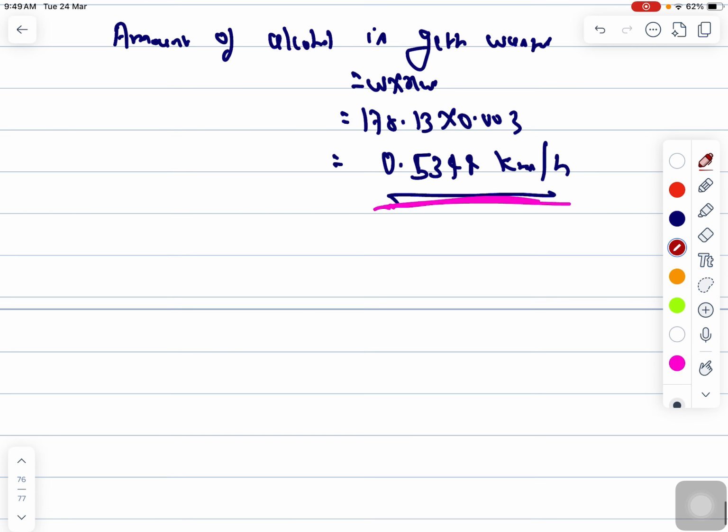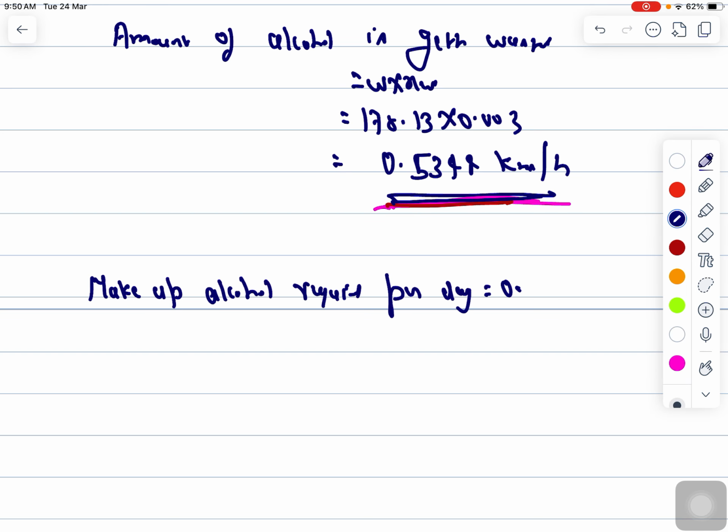So you also have to calculate this parameter on a daily basis, right? So you have to calculate the makeup alcohol required per day, which equals 0.533, that was in kilomole per hour. So you have to multiply it by 24, right? So this will be your value on the daily basis. Once you do this calculation, you will get the answer in kilomole.